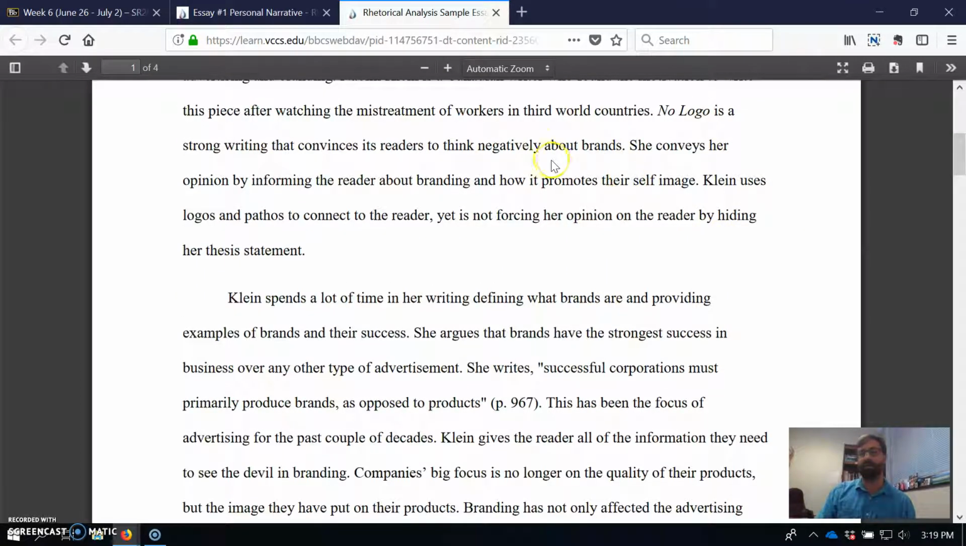The thesis is a little kind of hard to find, but if you went looking for it, it might be something like this. Klein conveys her opinion by informing the reader about branding and how it promotes the self-image. Klein uses logos and pathos to connect to the reader, yet is not forcing her opinion on the reader by hiding her thesis statement. So you can see that right off the bat, this particular rhetorical analysis is going to concern itself with how Klein uses logos, how Klein uses pathos, and kind of the structure of the essay. It doesn't come right out and say whether it's a convincing argument or not, and that maybe is one of the weaknesses of this particular sample essay.